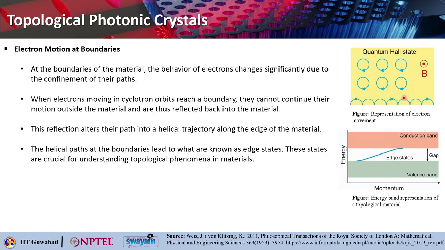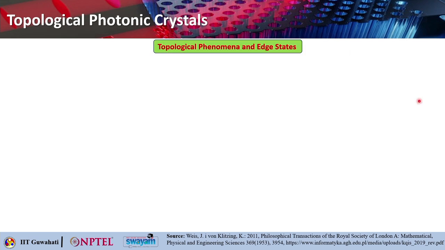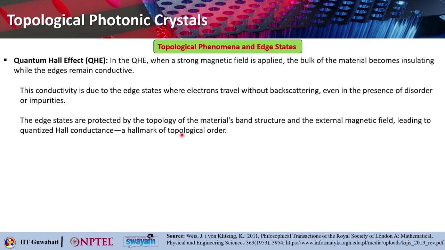Now this is the beauty of this one. Even if there is a disorder or impurity, the electrons are forced to go forward only. And this is how the edge states are protected by the topology of the material's band structure and the external magnetic field, and they lead to the quantized Hall conductance, which is a hallmark of the topological order.